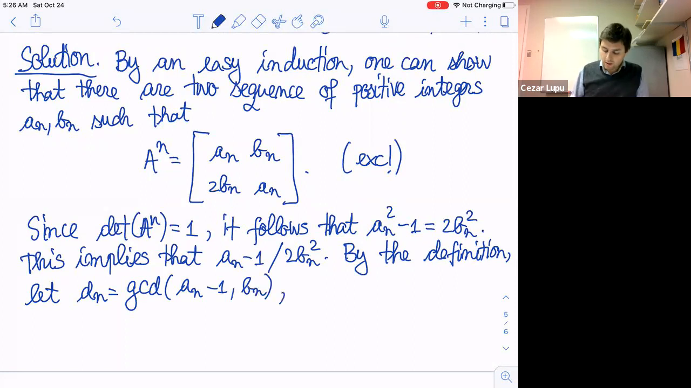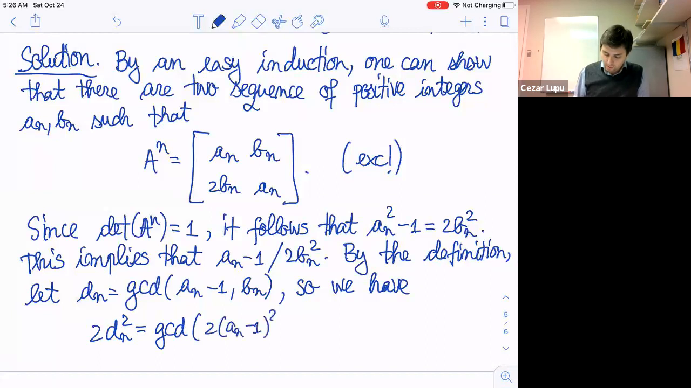So now this implies that if we look at 2 d_n squared, this guy will be nothing else than just the GCD of 2 times (a_n minus 1) squared and 2 b_n squared, right? But this guy here is greater or equal, it's obvious, than a_n minus 1.